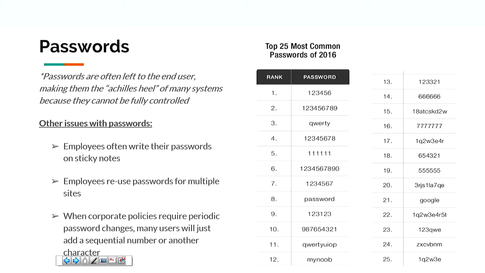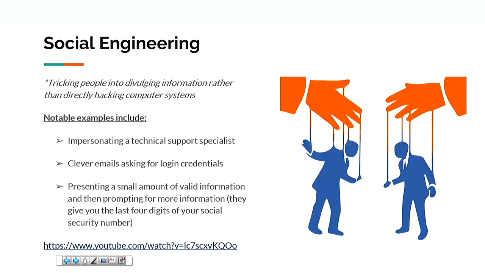And this is the 25 most common passwords for 2016. My favorite was number 12.